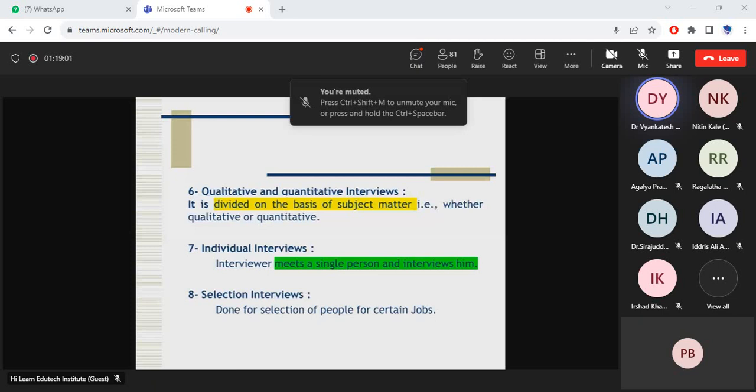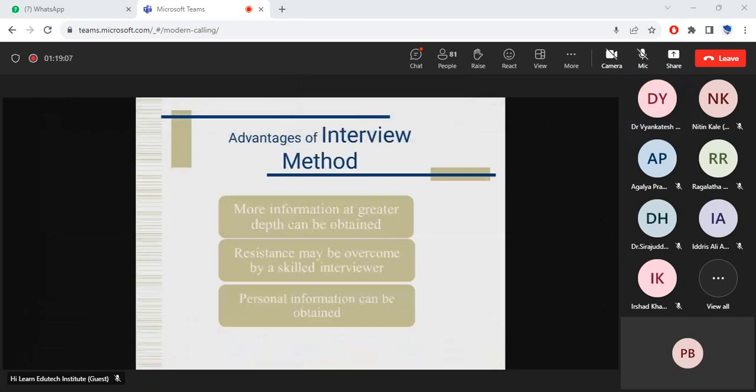So advantages of interview methods, basically more information of greater depth can be obtained, resistance can be overcome by skilled interviewers, and personal information can be obtained over interview methods of that particular advantages.